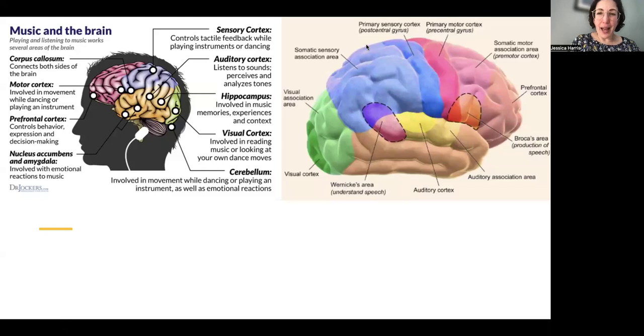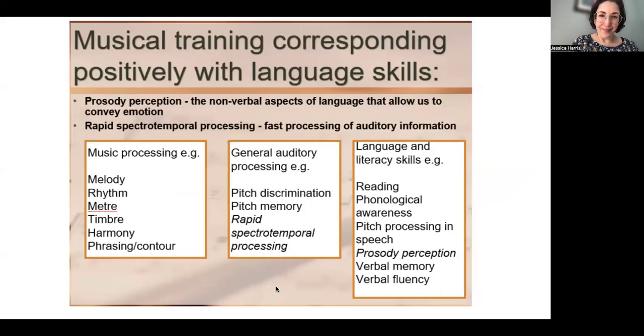So here we have a graph showing some of the similar areas of the brain that we use for language and music. And we can see that music lights up our brains, and we can see all the areas of our brains that we need to engage in verbal communication and language processing. And here's some musical training corresponding positively with language skills. So here's some more information about this correlation between musical training and increased language skills.